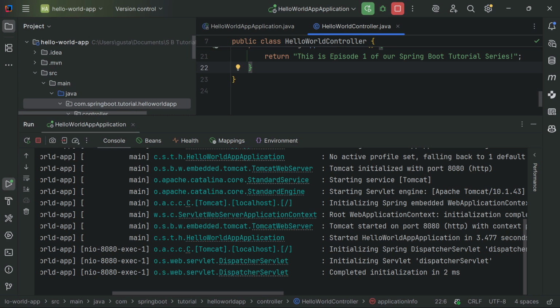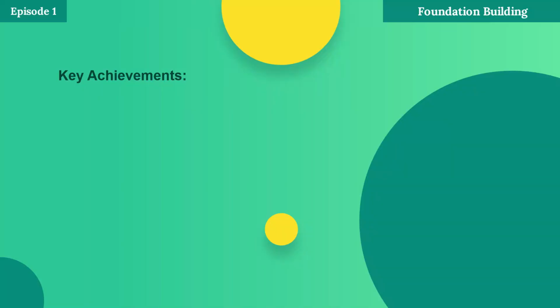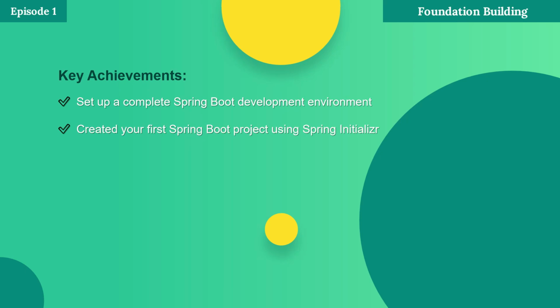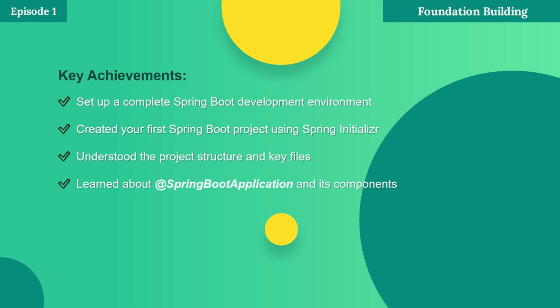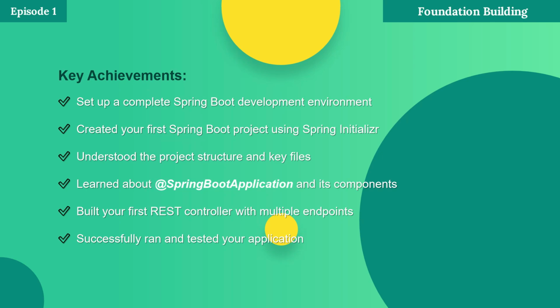Now let's recap what we accomplished. Our key achievements today: we were able to set up a complete Spring Boot development environment. We created our first Spring Boot project using Spring Initializr. We understood the project structure and key features, key files. We learned about Spring Boot annotation and its components. We built a first REST controller with multiple endpoints. And then we successfully ran and tested the application, and it worked successfully.